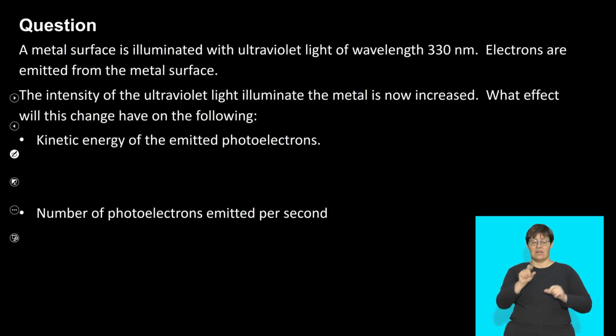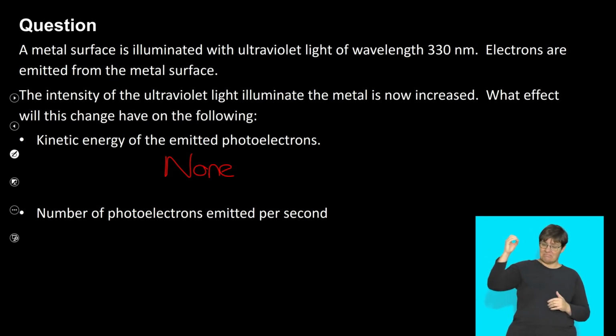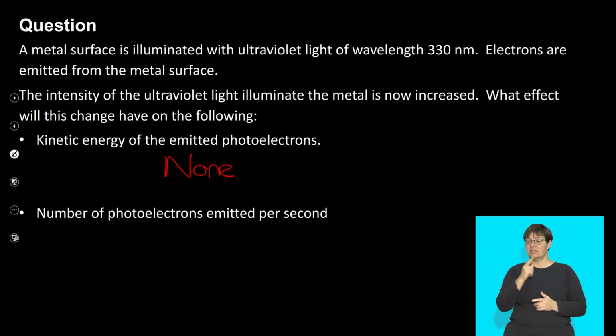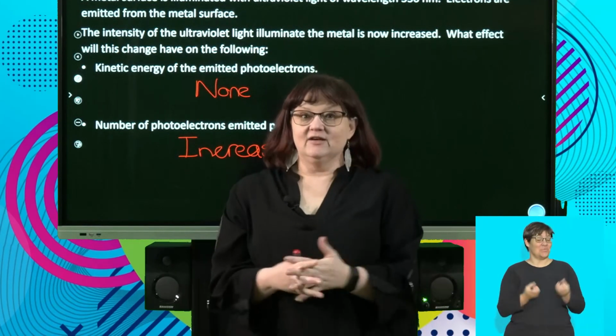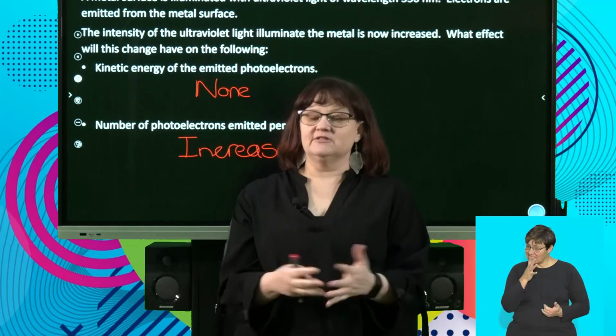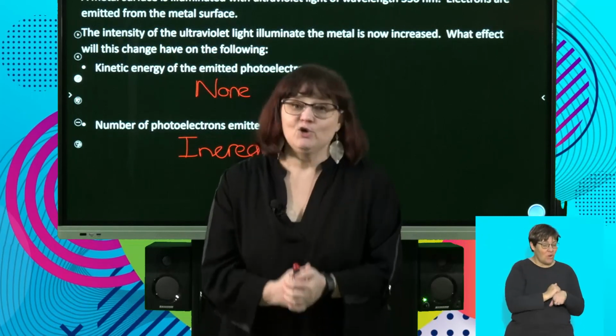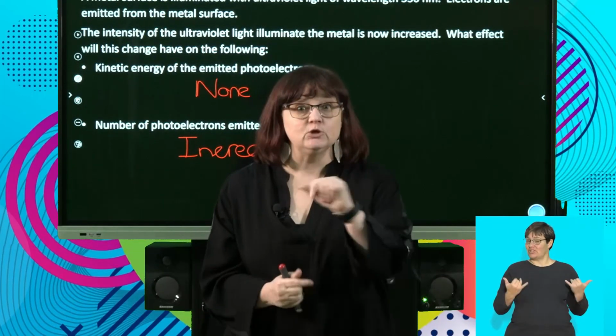The next question, we're going to do this quickly. If the intensity of the light is now increased, what effect will it have? The kinetic energy, none. Intensity doesn't affect kinetic energy. Number of photoelectrons, it'll increase. So no effect on the kinetic energy, and it increases the number of electrons emitted per second. We've done lots of calculations. I'm hoping they're starting to make sense. Practice makes perfect. So that's it for today, and I will see you again next time.